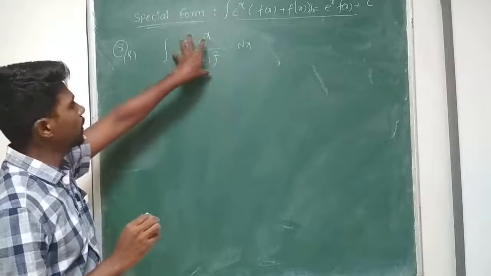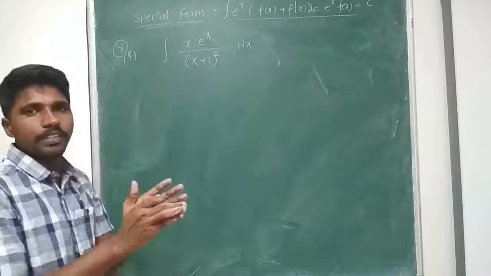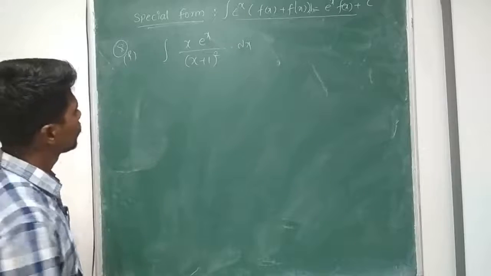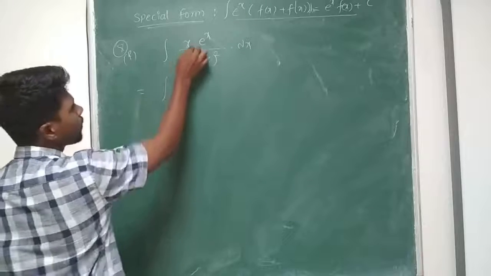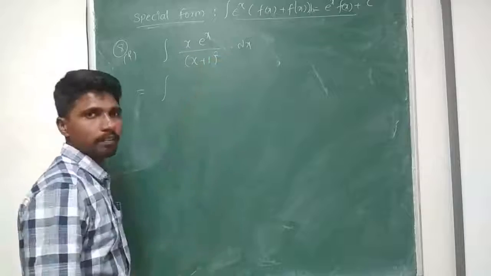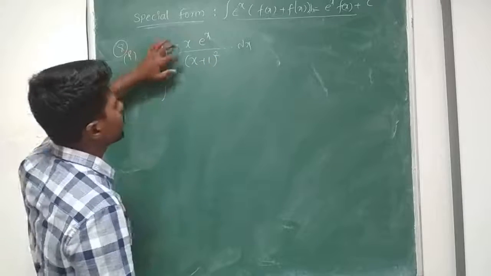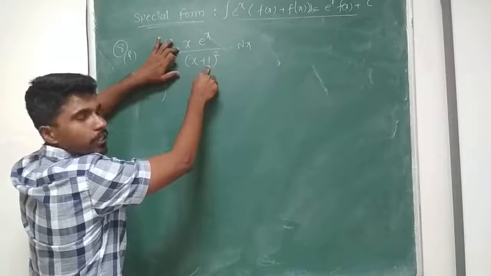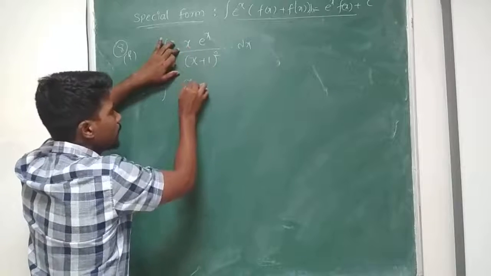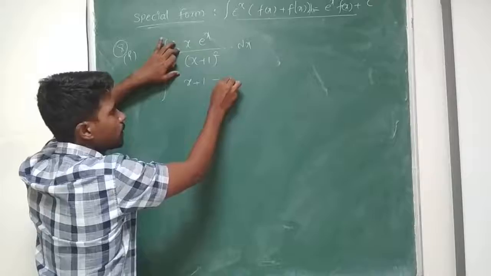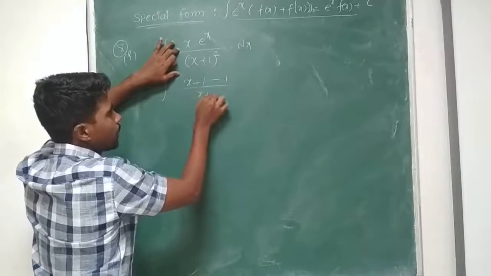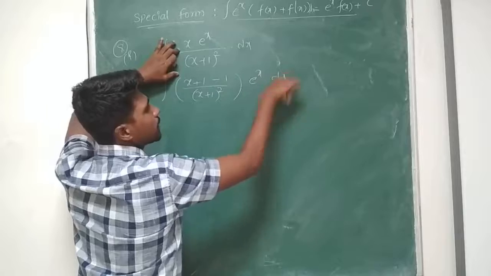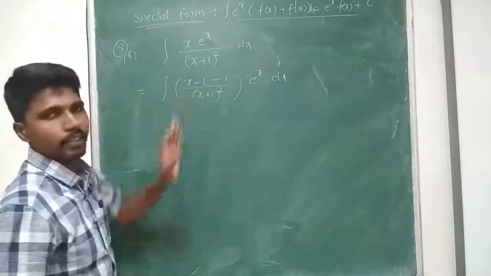So I have to split the quotient as f of x plus f dash of x. For that purpose, I can split this with the help of partial fractions, but it's easy, without going to partial fractions also I can solve. I have in the denominator x plus 1 the whole square, so the numerator can be written as x plus 1 minus 1 by x plus 1 the whole square into e power x dx. Just added 1 and subtracted 1.